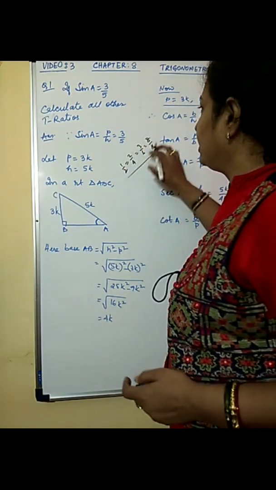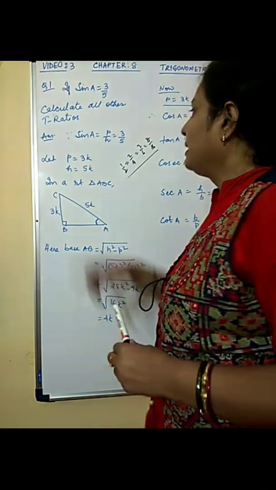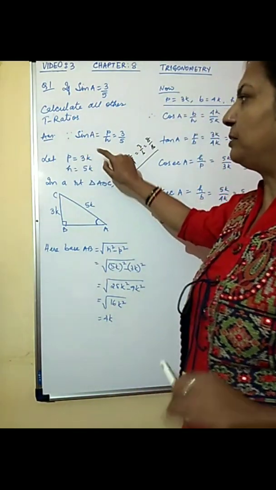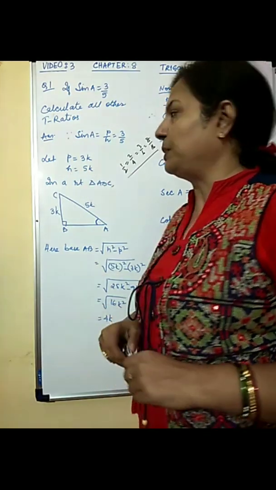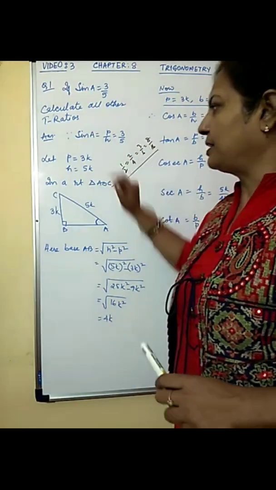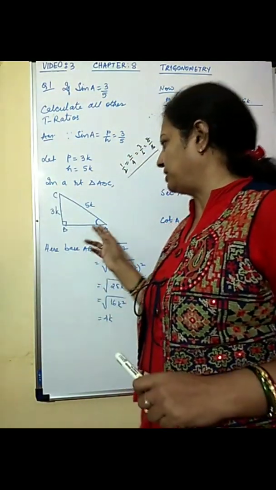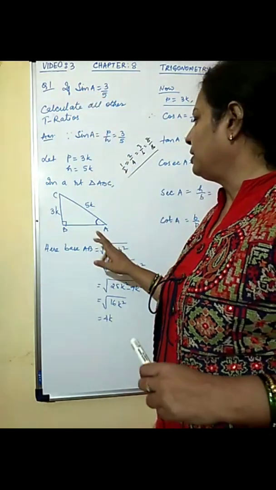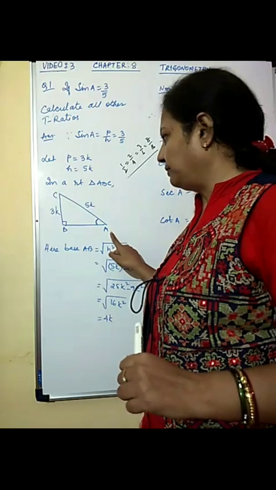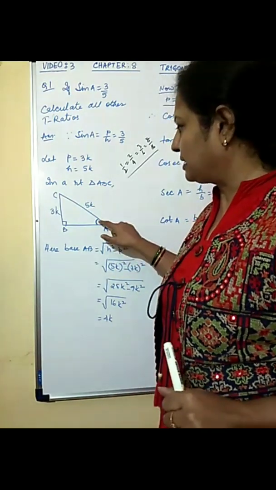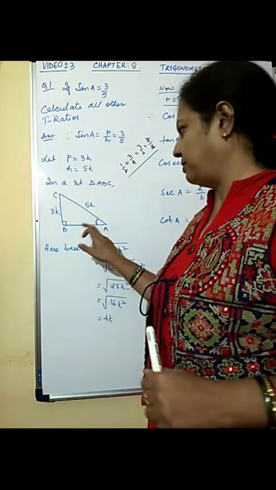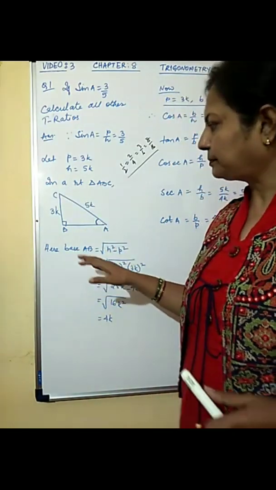So therefore we do not know exactly what is the measure of the side, and therefore we take a ratio constant and say let perpendicular be 3k and hypotenuse be 5k. Now in a right triangle ABC, A is the acute angle, because the ratios are asked in terms of A. This is A. So corresponding to this is the perpendicular, this is the base, this is the hypotenuse. So let us quickly find the base AB.